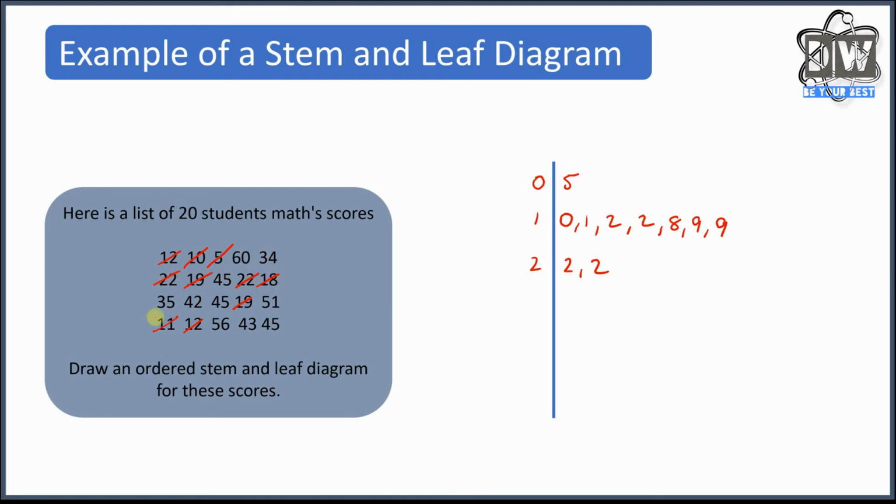Now we're on to the 30s. So here we go. We've got the 30s there. Got a 34, a 35. It looks like it. A 34 and a 35. So let's go 34 and 35 and cross those off. Then I've got my 40s.